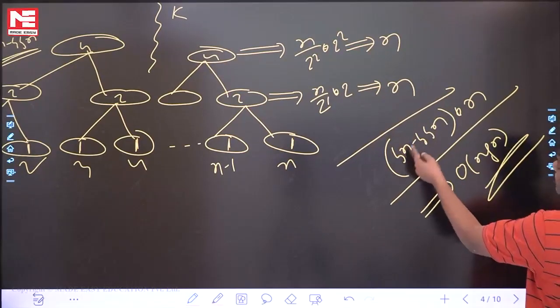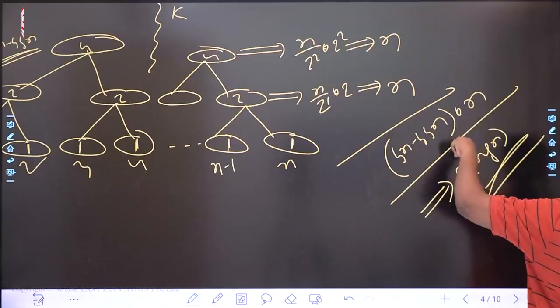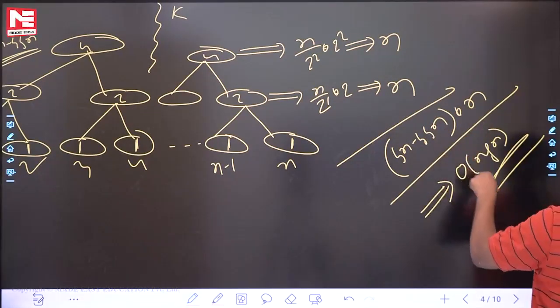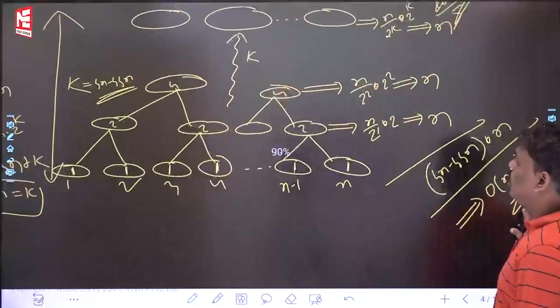Actually log n minus log n into n, which is nothing but n log n minus n log n. Right? Dominant asymptotically, mathematically both are not equal, but asymptotically, yes, n log n. To this problem, the answer is going to be n log n.